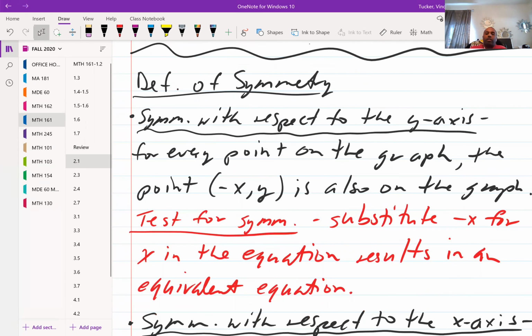All right, definition of symmetry. So we're looking at symmetry with respect to the y-axis. It says for every point (x, y) on the graph, the point (negative x, y) is also on the graph. The way we would test that symmetry is we would substitute negative x for x in the equation, and if it results in the original equation, then it would be symmetric with respect to the y-axis.